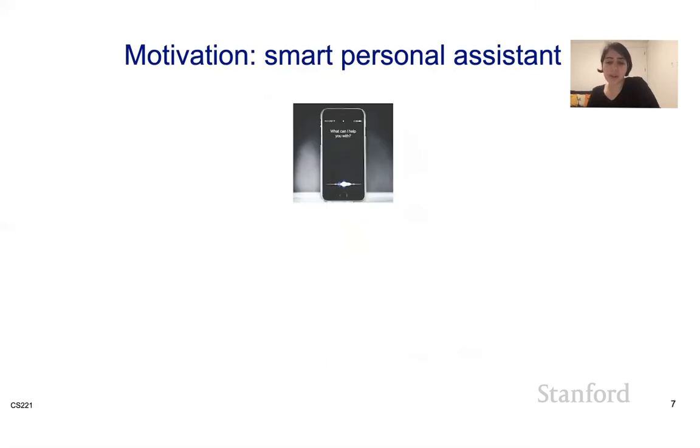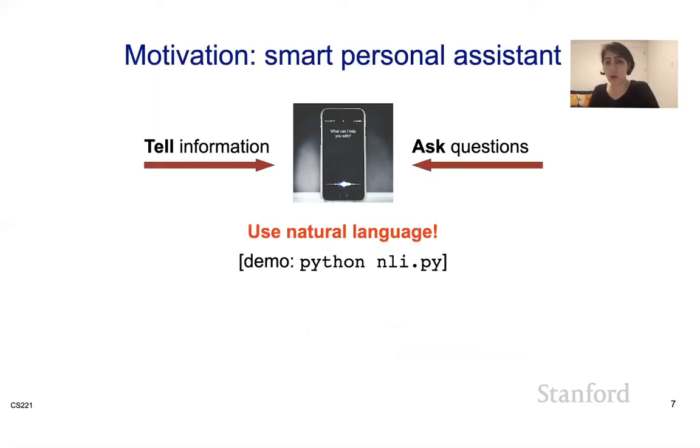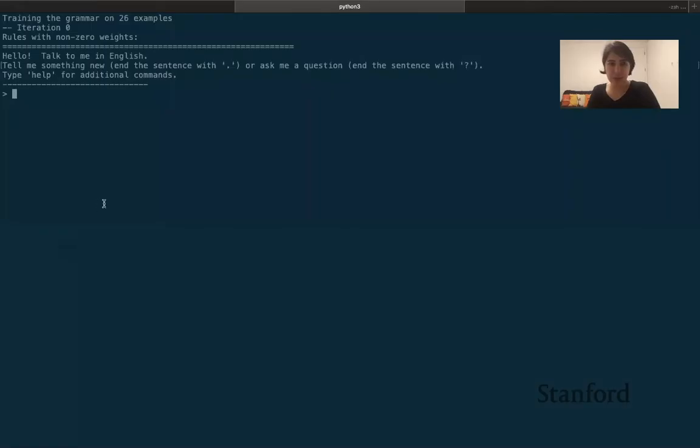And we want to ask our personal assistant a set of questions, or maybe tell it some information. Maybe we want to inform it about something or ask it questions. Okay, and let's say we use natural language. So let's start with natural language as a medium for talking to this personal assistant. Okay, so let's look at an example here. So this was the system.